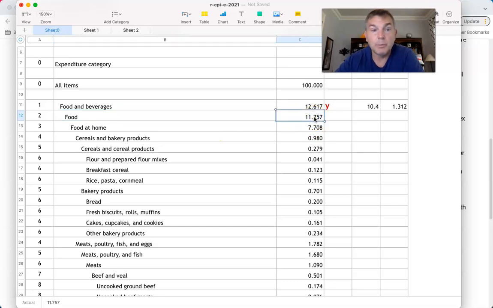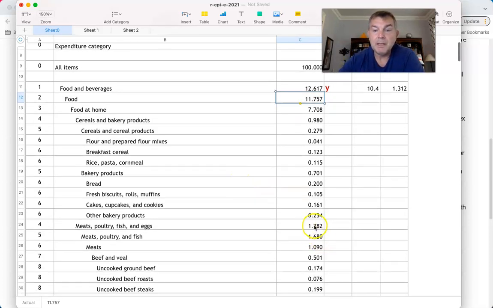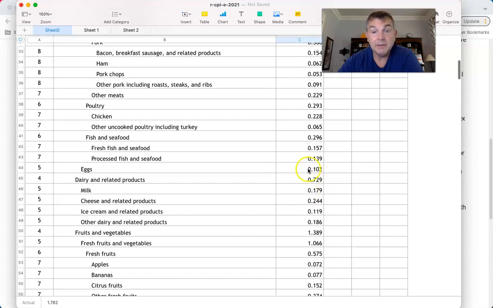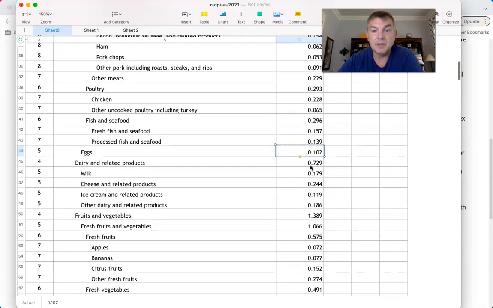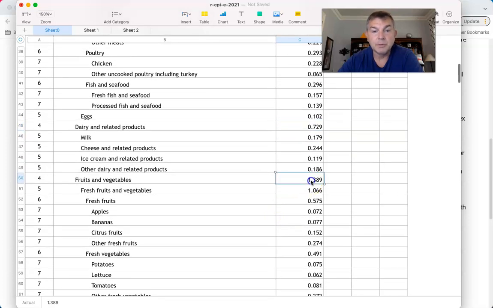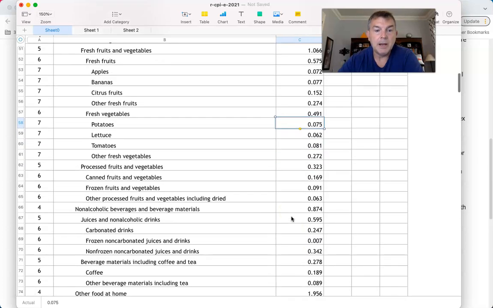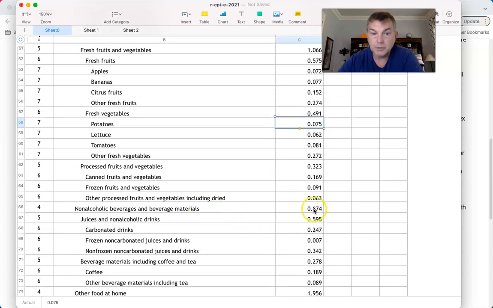So food is 12% of the entirety of the consumer price index for old people. Meats and poultry, about 2% of the entire food budget goes to meats and poultry. We've got pork, poultry, all that. Eggs, interesting, not very much to eggs. Dairy, fruits and vegetables. Old people eat fruits and vegetables. But potatoes. I want to see if we get non-alcoholic juices and beverages.